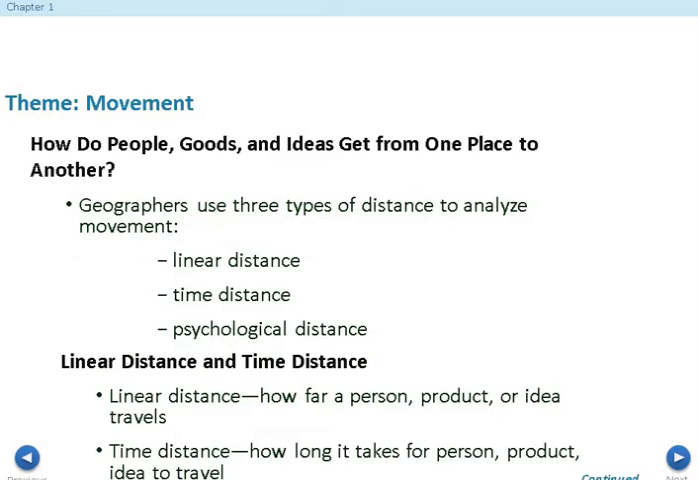Now, last but not least, the last theme of geography is movement. This is how people, goods, and ideas get from one place to the other. What we do is analyze this. We look at linear distance, we look at time distance, and we look at psychological distance. Linear distance is how far a product, person, or idea travels.